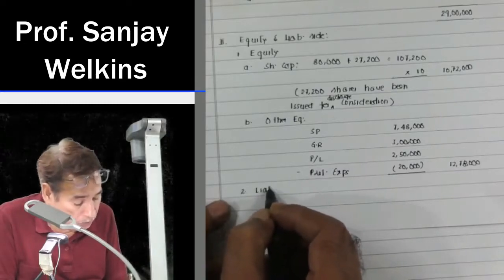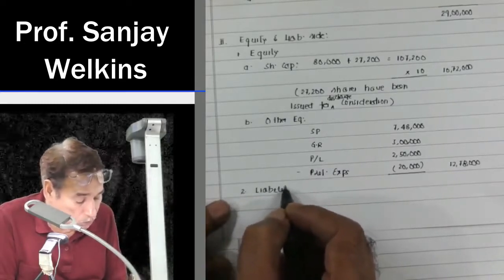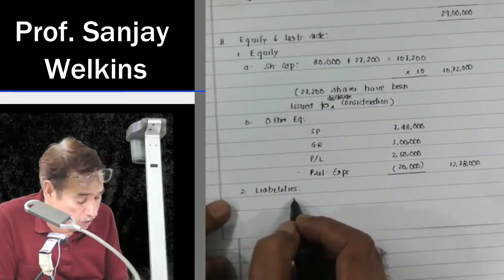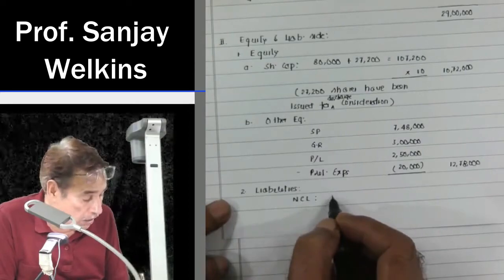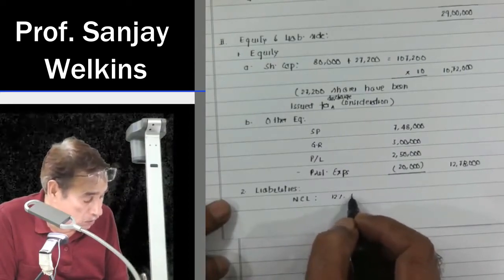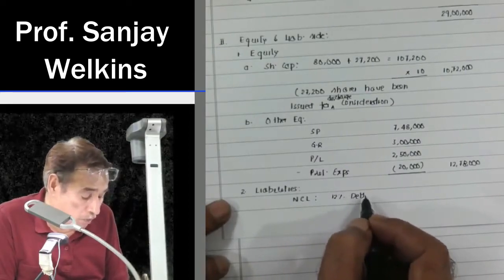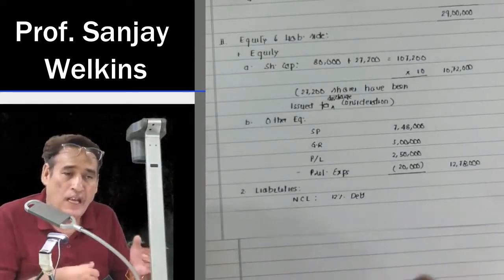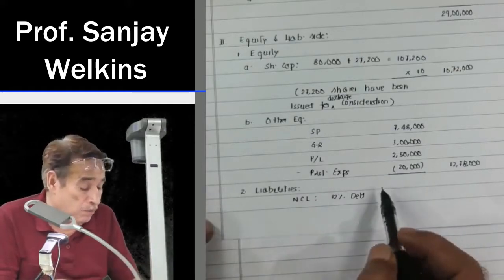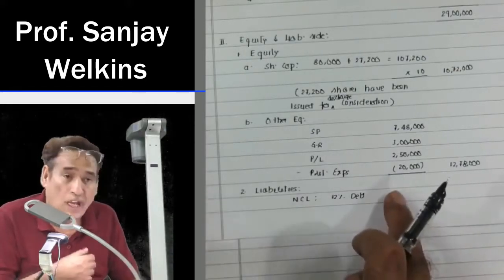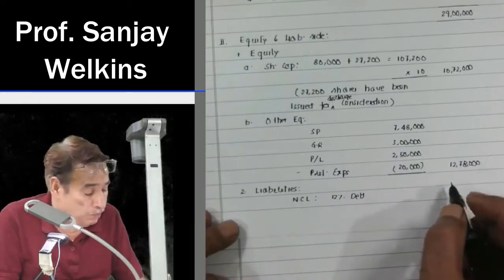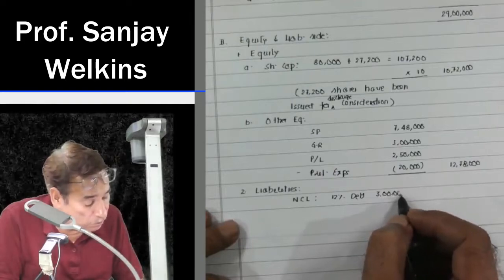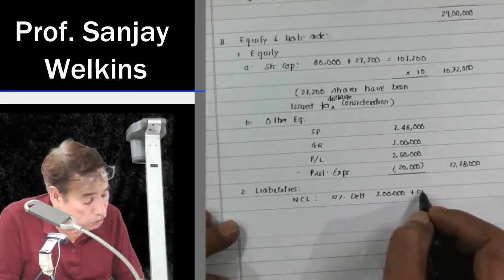liabilities. Under the liabilities, you will write here non-current liability. Non-current liability is 12% debentures. Actually, 12% debentures of your company is 2 lakh. And 1 lakh is of the other company. But I am not writing here 2 lakh of our company and 1 lakh of their company. Actually, I am writing simply 3 lakh plus 0.